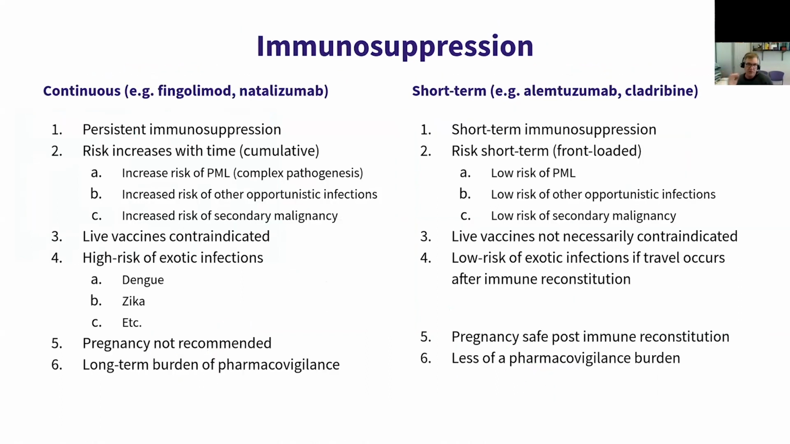Anyway, I've published this in an article. It just gives you the attributes of continuous versus short-term. The good thing about short-term immunosuppression is that the pharmacovigilance burden should go down with time. Alemtuzumab is excluded because of the secondary autoimmunity. But you can have things like live vaccines and travel without worry, whereas with continuous immunosuppression, you can't have live vaccines, and exotic infections, for example coronavirus, are worrisome.